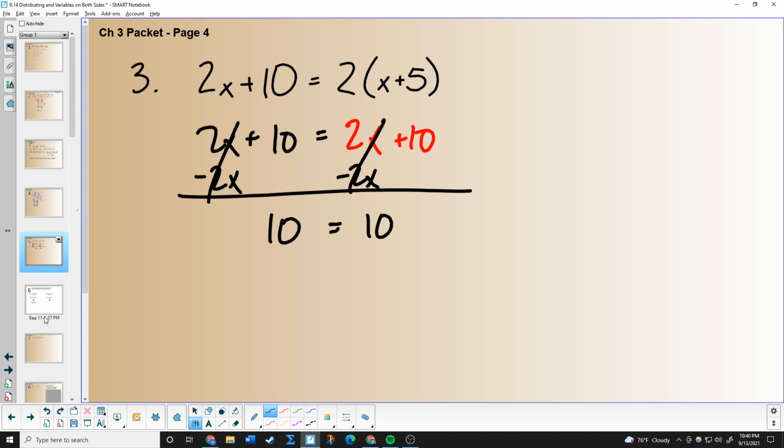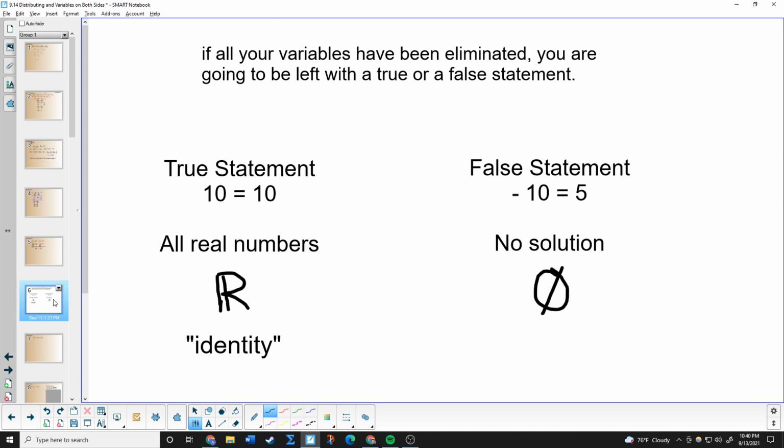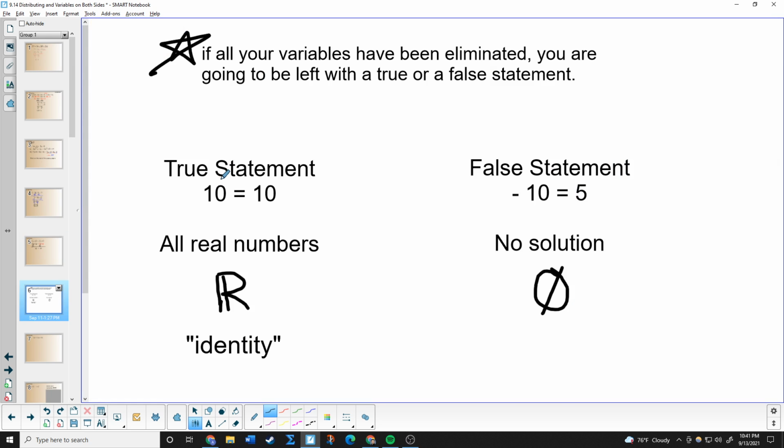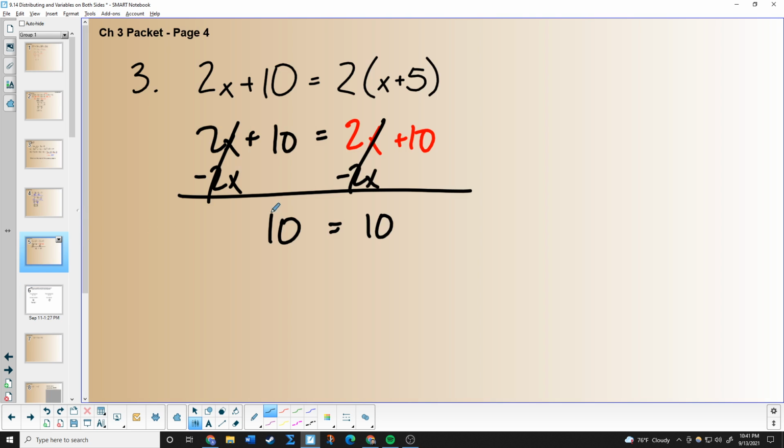So let's go ahead and change slide real quick so we can talk about these. So if your variables have been eliminated, you are going to be left with a true or a false statement. So if your statement is true, such as the one we just had a second ago, 10 equals 10. All right, well, that is in fact true. So what that means is the answer to this problem is all real numbers. Every number will work. It's also known as an identity problem. You'll see that a lot in the textbook. Or it's known as, like, the answer shows the identity property. So we're going to write all real numbers, or the symbol.